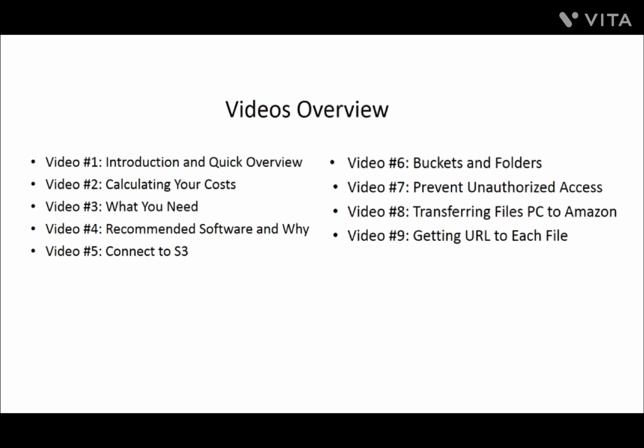Now here's a quick video overview of what's inside this video course. Video 1 is the introduction. Video 2 is calculating your costs so you know exactly what you're getting into and how much you're going to save. Video number 3, we're going to talk about what you need to get started. Number 4, we're going to talk about recommended software and why. Number 5, we're going to talk about connecting to S3 and what you need to have. Video 6, we're going to talk about buckets and folders and basically the jargon that Amazon S3 uses. Video 7, we're going to talk about how to prevent unauthorized access. And video number 8, we're going to talk about transferring files from the PC to your Amazon S3. Video number 9, we'll talk about getting URLs to each file so that you will be able to build your download pages.